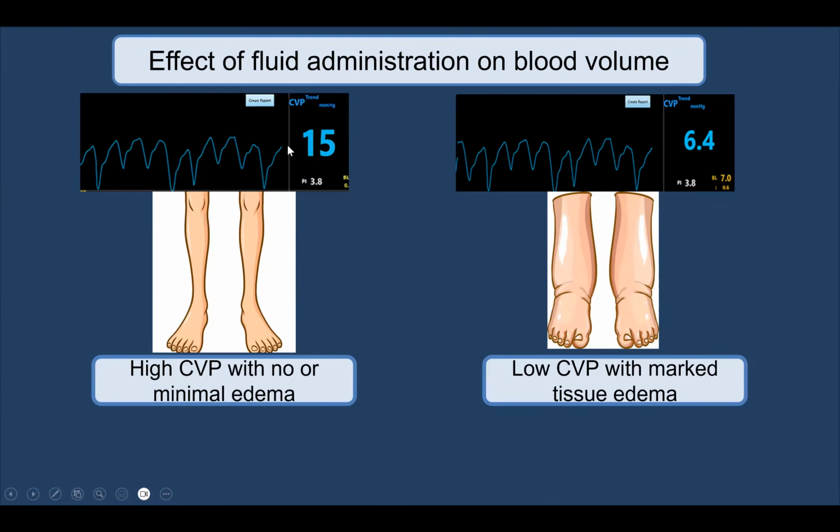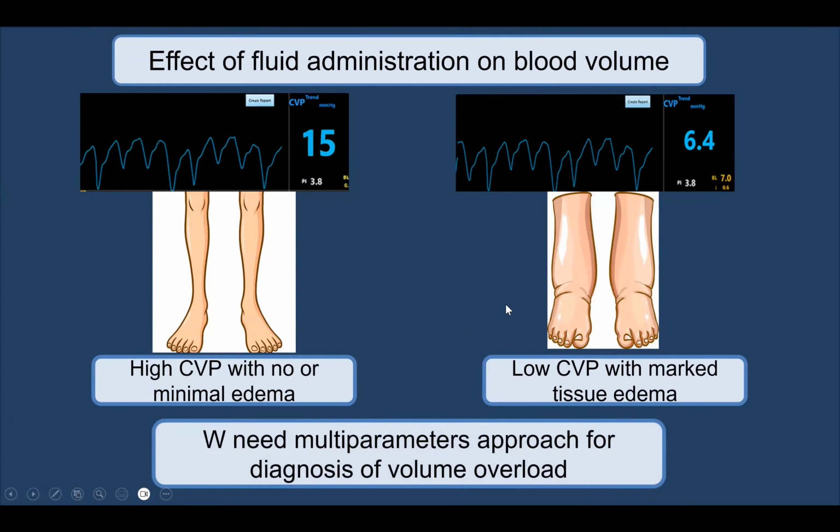You have a patient with a high CVP with no or minimal edema. On the other hand, you have a patient with a low CVP and marked tissue edema. Both of these patients are called volume overload. So in a way or another, we need a multiple-parameter approach for diagnosis of volume overload. For diagnosis of volume overload, we need to look at one of three important parameters.